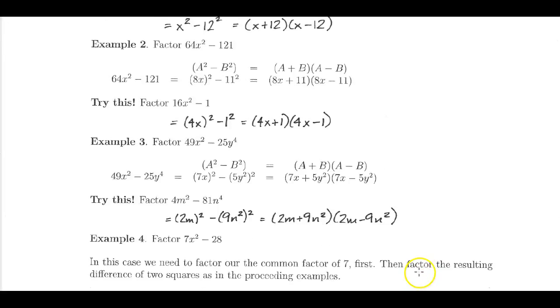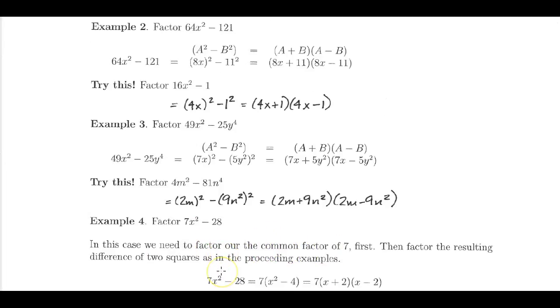So we always want to be on the lookout for common factors. So with 7x squared minus 28, we automatically want to do this all the time. We want to see if there's a common factor. And in the preceding examples, there was just a common factor of 1, so we didn't have to worry about taking out a common factor. But here we have 7 as a common factor.